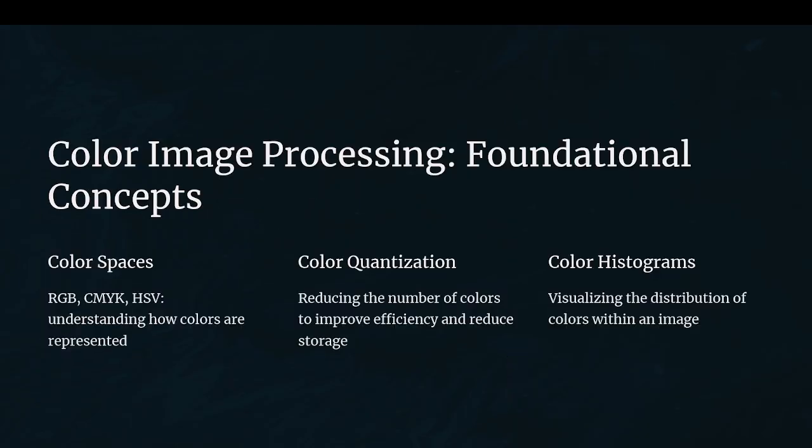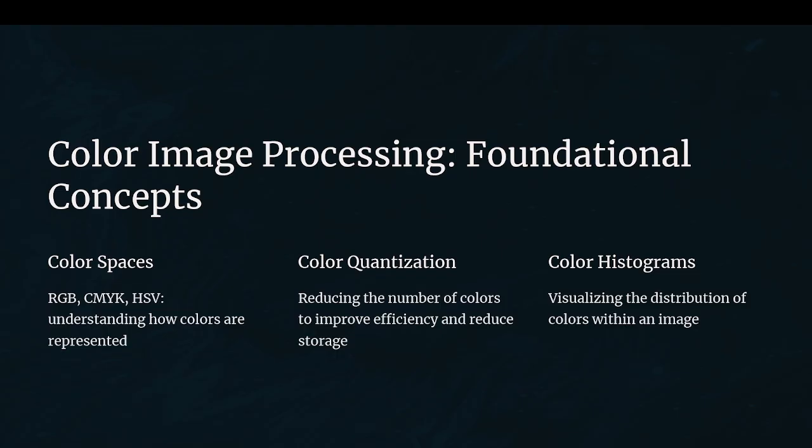Firstly, we are going to see the foundational concepts in color image processing. To build a solid foundation, let's first understand the key concepts that underpin color image processing. The first one is color space. RGB, red, green, blue, is an additive model that combines red, green and blue light to produce all visible colors. It's ideal for display but not suitable for printing.